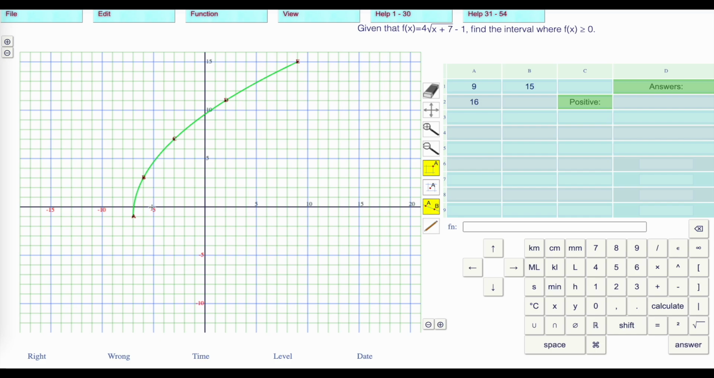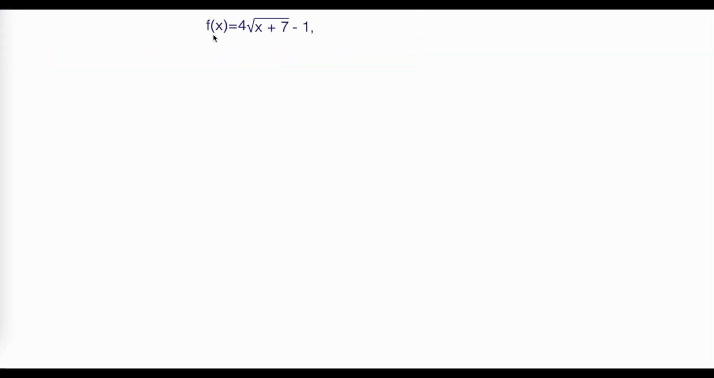When is it positive? From this point, from the 0. But we're going to have to calculate the 0. So we set the function equal to 0, and that gives us 0 is equal to 4 times the square root of x plus 7, minus 1. I want to get rid of that minus 1. I am going to add 1 to both sides. And that gives us 1 is equal to 4 times the square root of x plus 7.